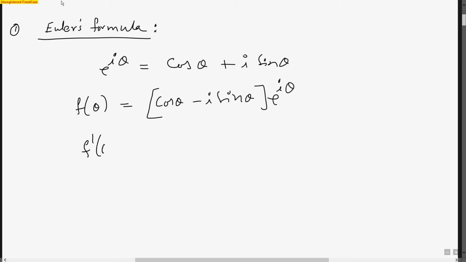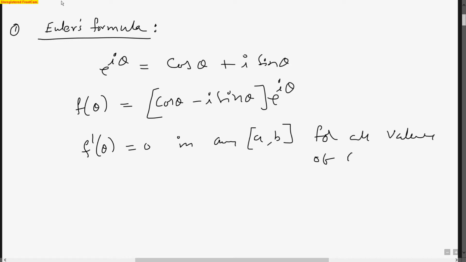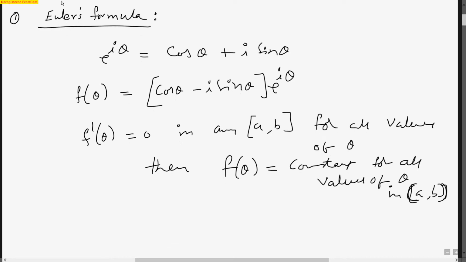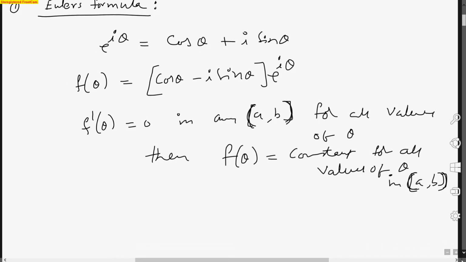When f prime theta is equal to 0 for all values of theta in the interval a to b, then f of theta must be a constant for all values of theta in the open interval a b. Okay, so how to prove this?